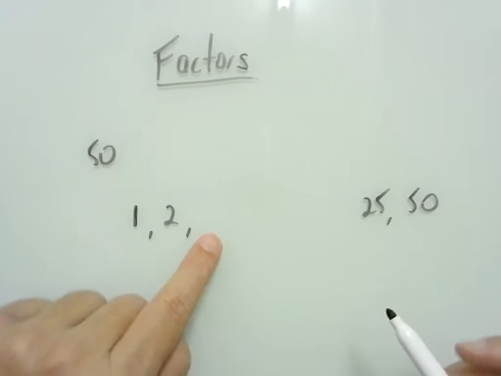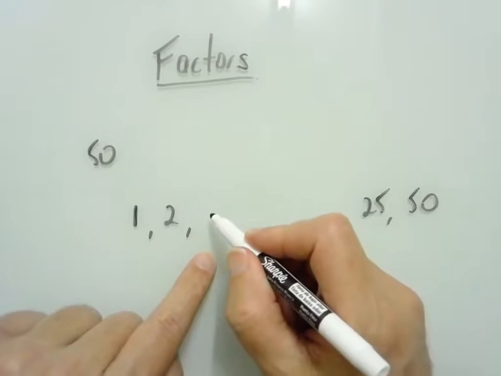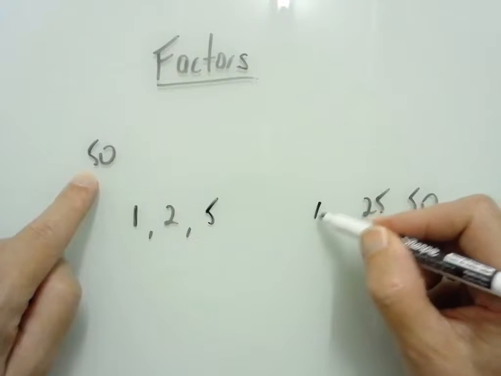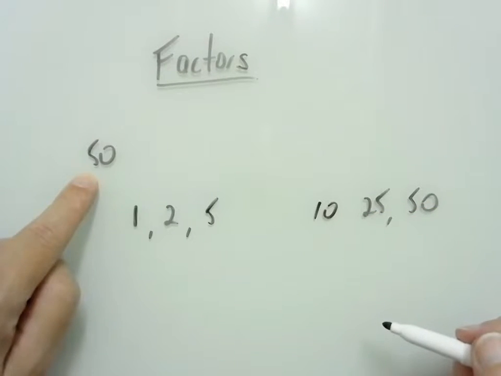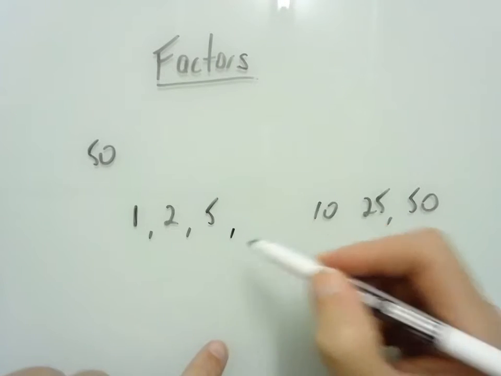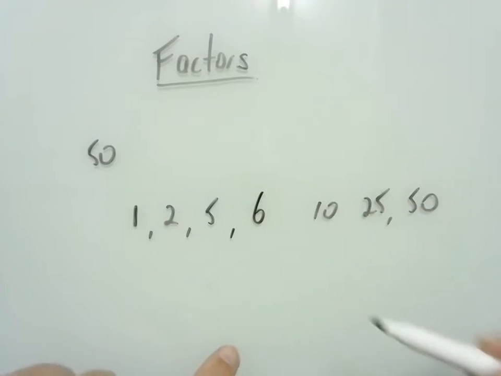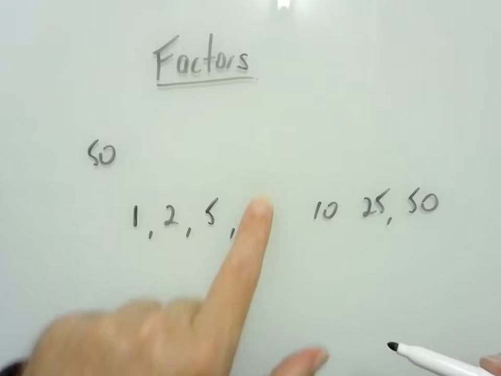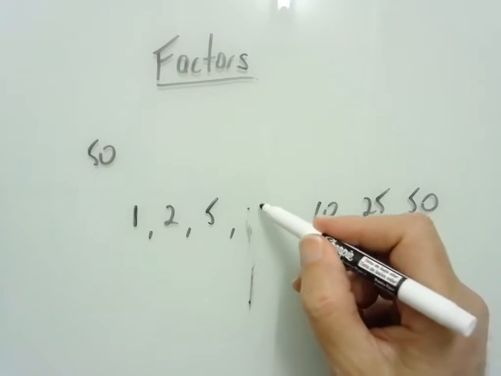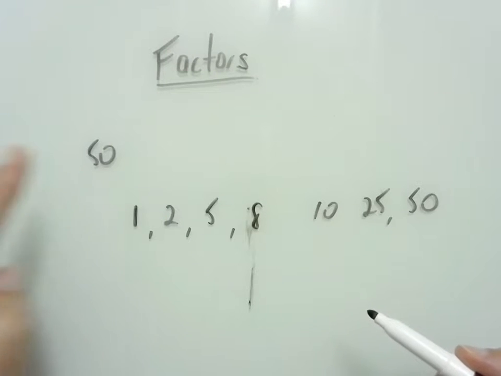What's after 4? 5. Does 5 go into 50? Yes, it does. 5 tens are 50. So 5 and 10 make up 50. Then we're going to try 6. Does 6 go into 50? No. Does 7 go into 50? No. Does 8 go under 50? No. Clearly you guys know your times table, so this is nice and easy, isn't it?